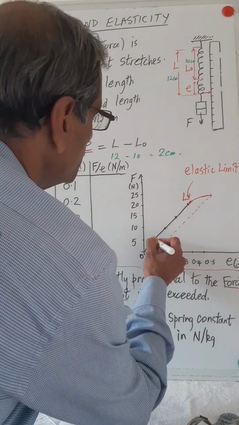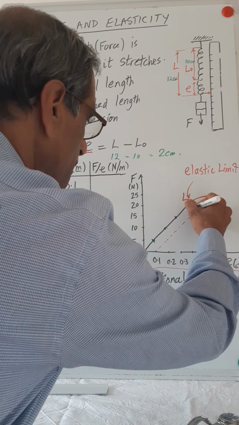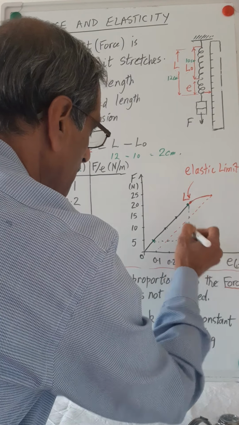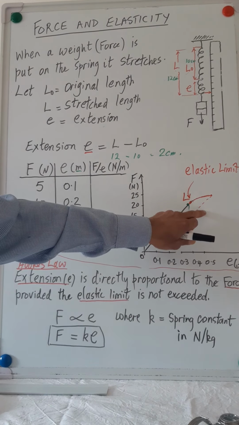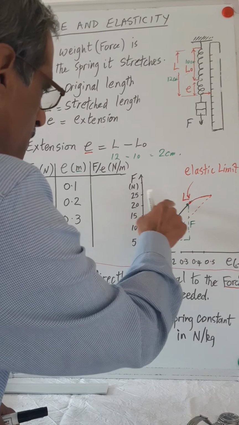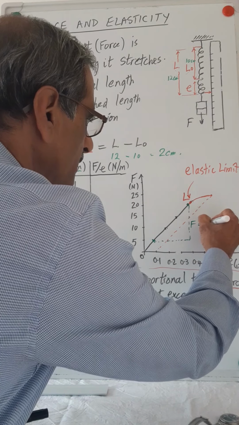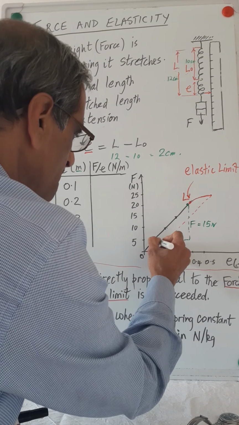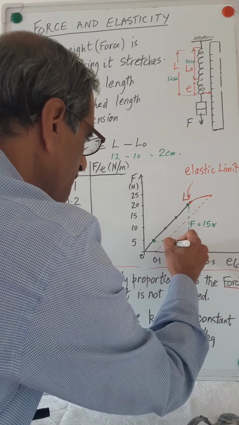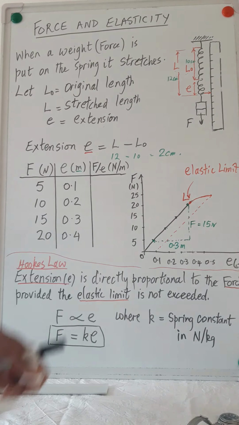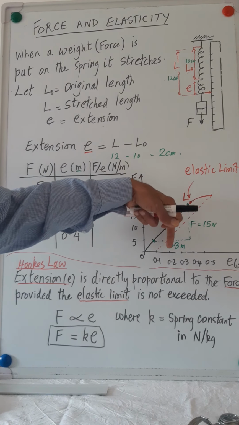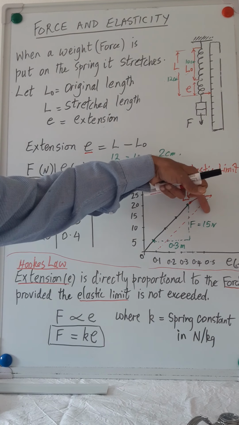If I take 2 points on the graph like this, then the gradient of the graph will be given by the force going from 5 up to 20, that's 15 Newton, and the extension going from 0.1 to 0.4, that's 0.3 meters. So it extends 0.3 meter, or 30 centimeters, with a force of 15 Newton.